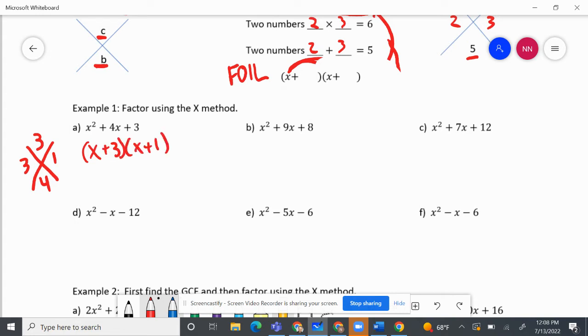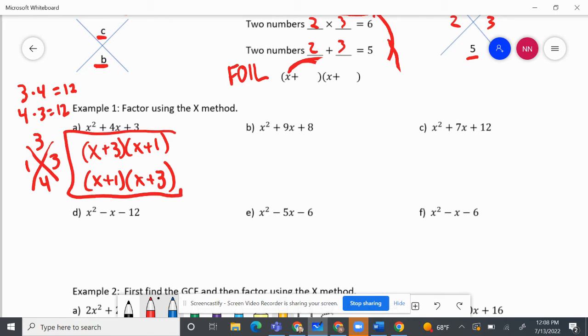Now, some might have put 1 and 3. So you would put x plus 1 and then x plus 3. Technically, this is the same thing. It would be the same as multiplying 3 times 4, which of course is 12, or 4 times 3, which of course is 12. So you pick whichever number you want to go first. It doesn't matter. Either of those is correct.